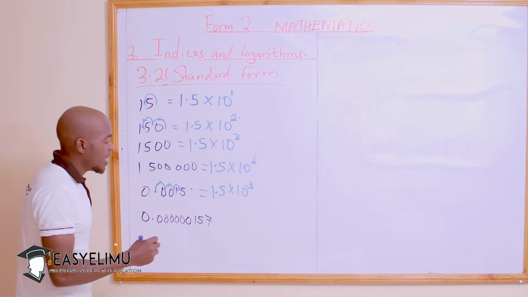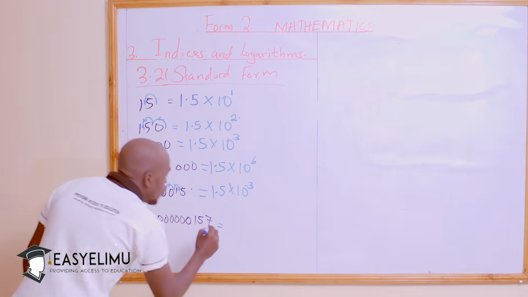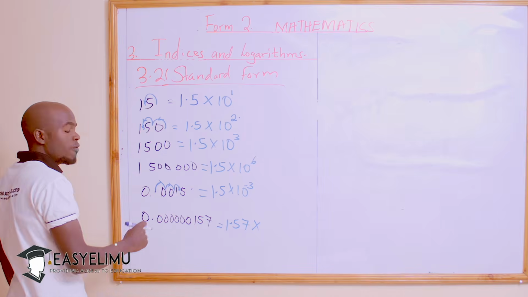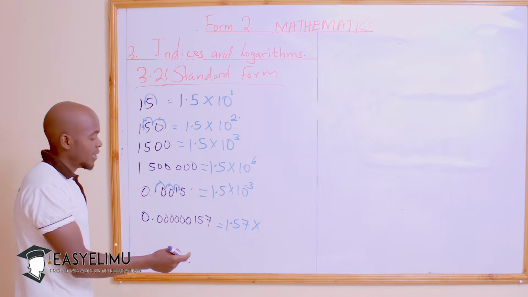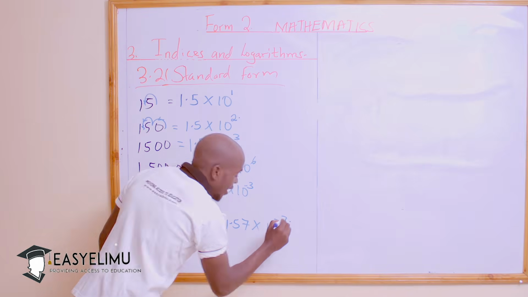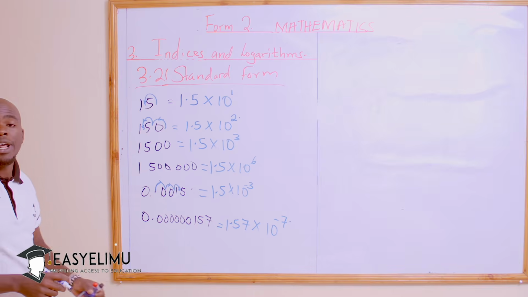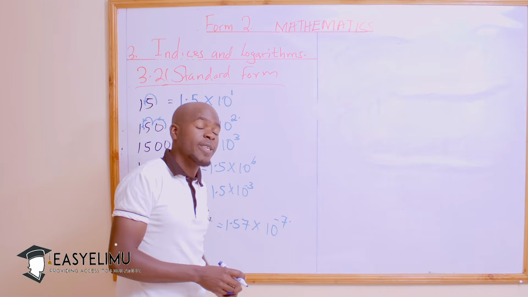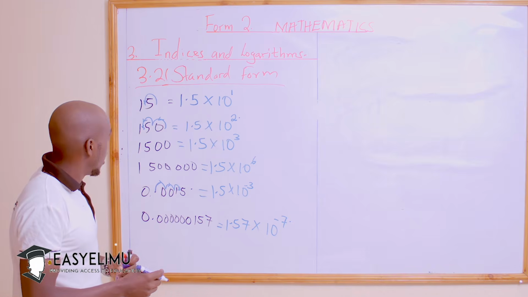And for this case here, we are going to have it moved to 1.57 times. Now you can view it yourself and guess to what index you raise 10. Yeah, it's negative 7. That is what we have there, because the decimal point will move to the right 7 places, and we shall have 1.57 times 10 raised to negative 7. So that is what we have there.